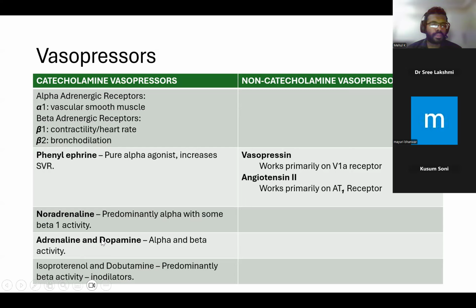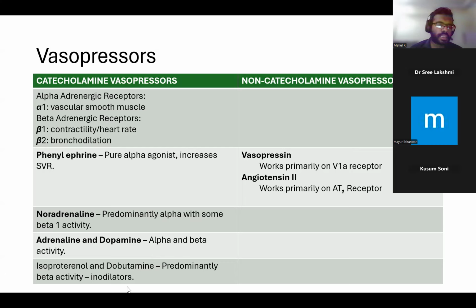Adrenaline and dopamine have comparatively more beta activity than NORAD, and they will have a greater degree of tachycardia compared to NORAD, but can also have more inotropic effect as well. But dopamine has basically gone out of favor, because studies have shown an increased rate of tachyarrhythmias with dopamine in patients with septic shock. So generally, dopamine has gone out of favor in most types of shock.